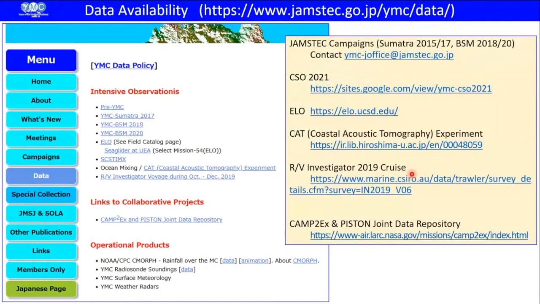Currently, as I mentioned, some data sets are already available, but since our site is not available, you cannot obtain the data through our website. However, some field campaigns already opened their data from their own data sites. Later I will share this slide so you can check, and if you want to use some data set obtained as a part of the YMC or a collaborative project, you can get the data through this site. That's all. Thank you so much.